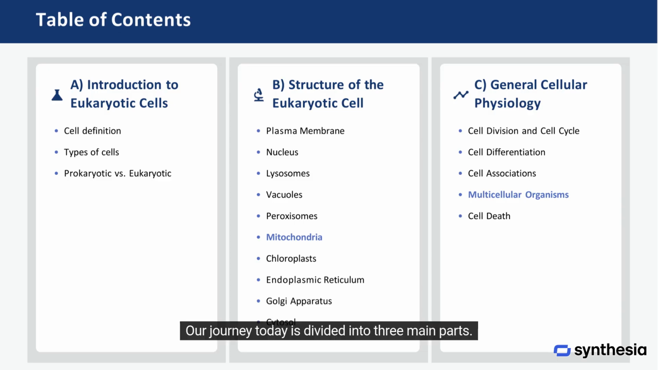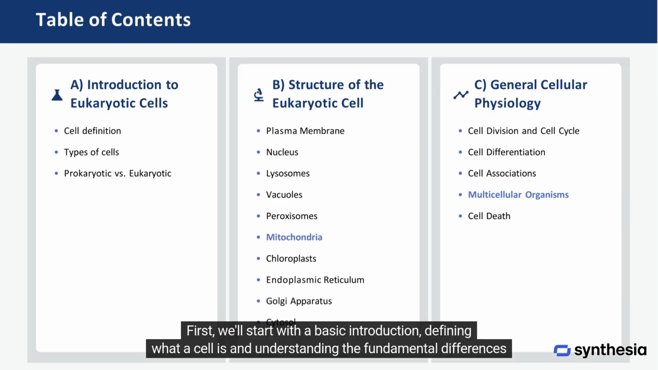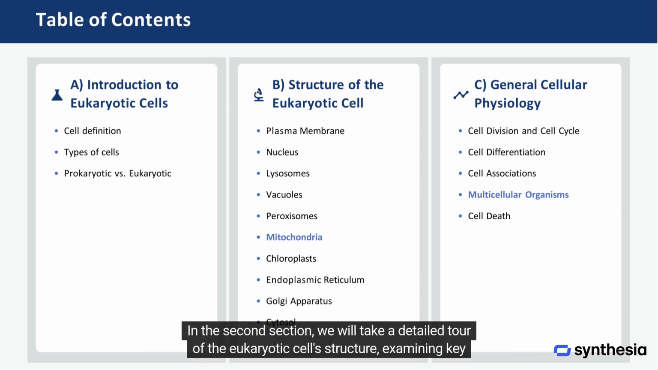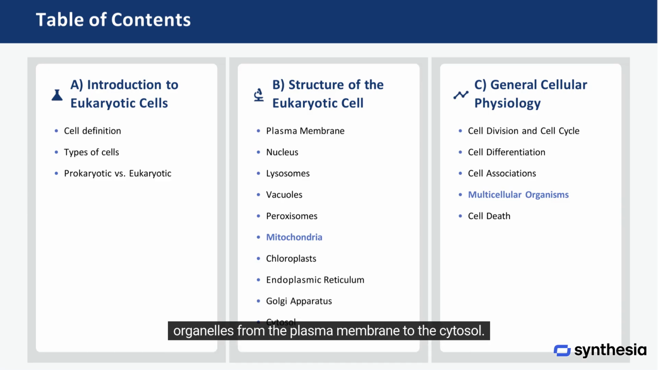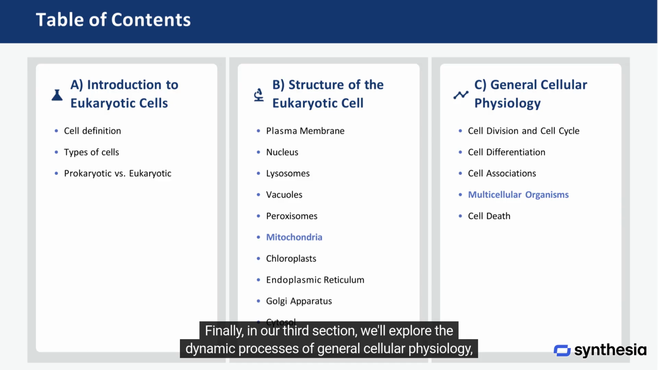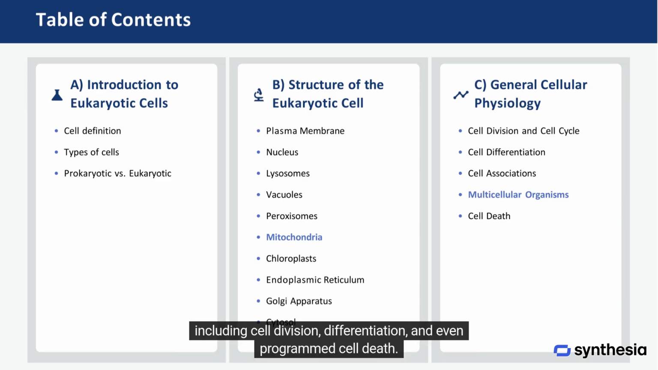Our journey today is divided into three main parts. First, we'll start with a basic introduction, defining what a cell is and understanding the fundamental differences between prokaryotic and eukaryotic cells. In the second section, we will take a detailed tour of the eukaryotic cell's structure, examining key organelles from the plasma membrane to the cytosol. Finally, in our third section, we'll explore the dynamic processes of general cellular physiology, including cell division, differentiation, and even programmed cell death. Let's begin.